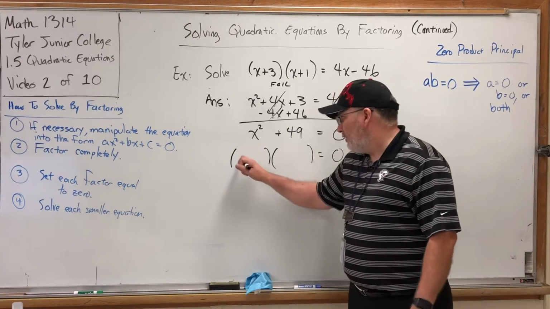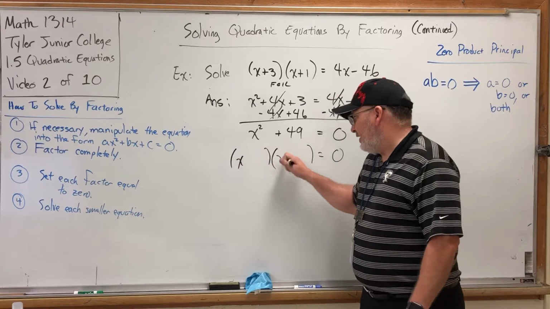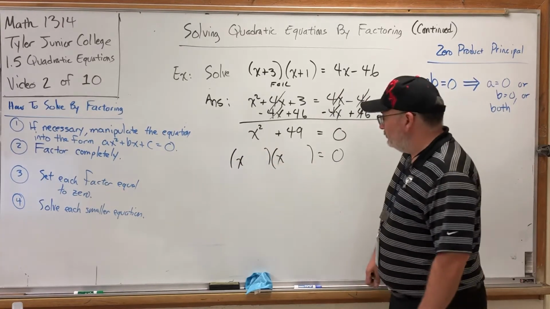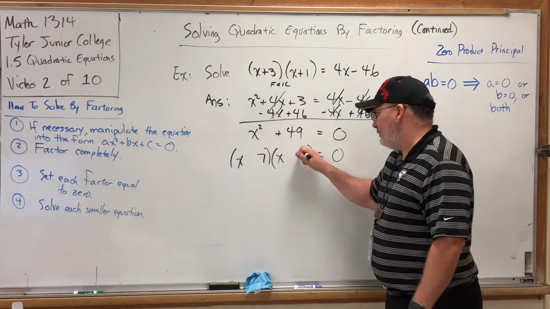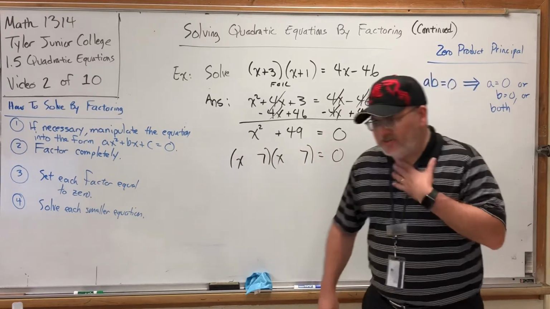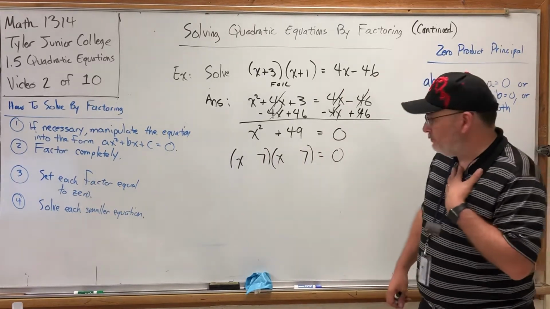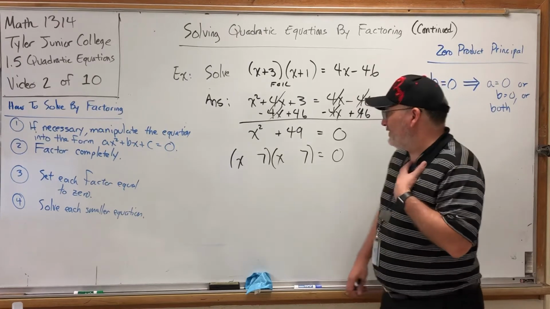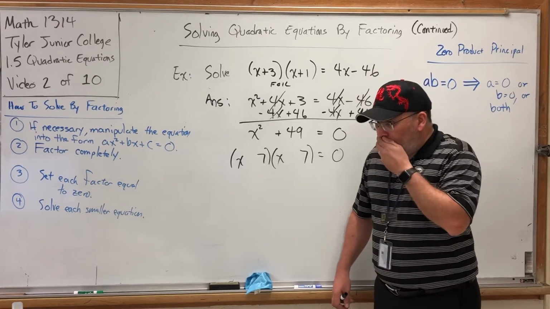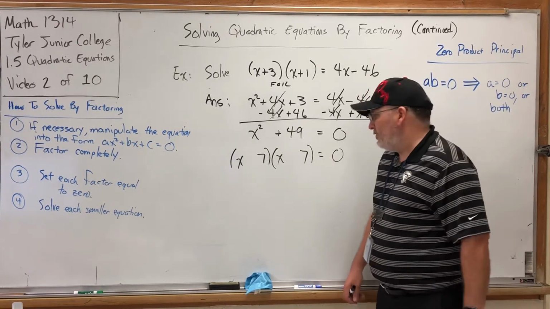Well, I know to FOIL it, I would have to get x and x. And to get 49, I really only have two options: 7 times 7 or 1 times 49. The 7 and the 7 look like they might work. But the question is, which signs should they have? Should they both be positive?